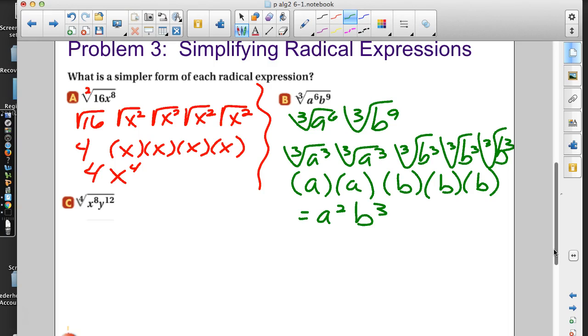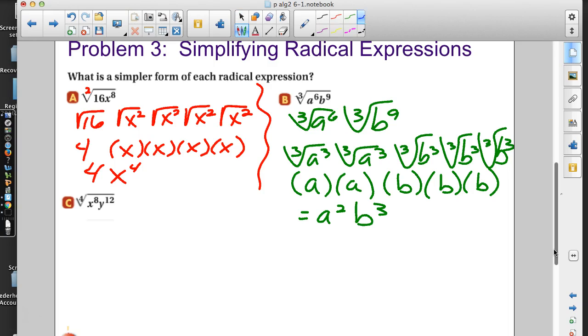Last step. Do we need absolute value bars? Do we have an even root? None. No absolute value bars. It's only when you have an even root and you have odd power answers that you have to use those absolute value bars. We don't need it.